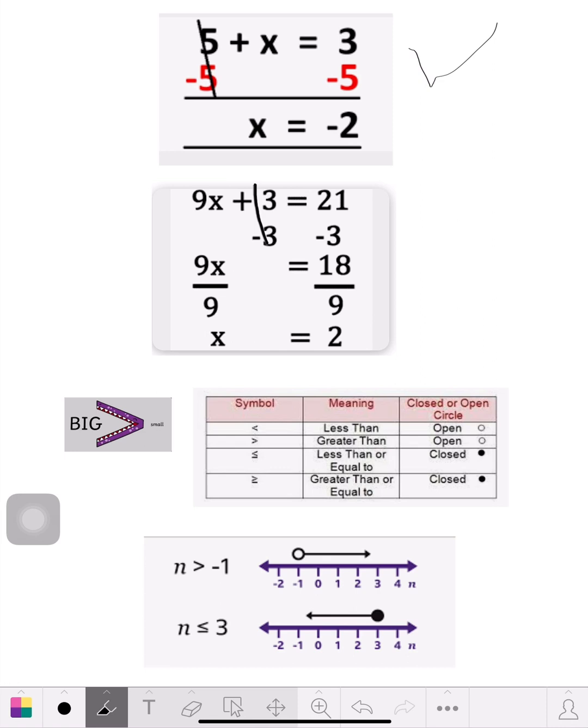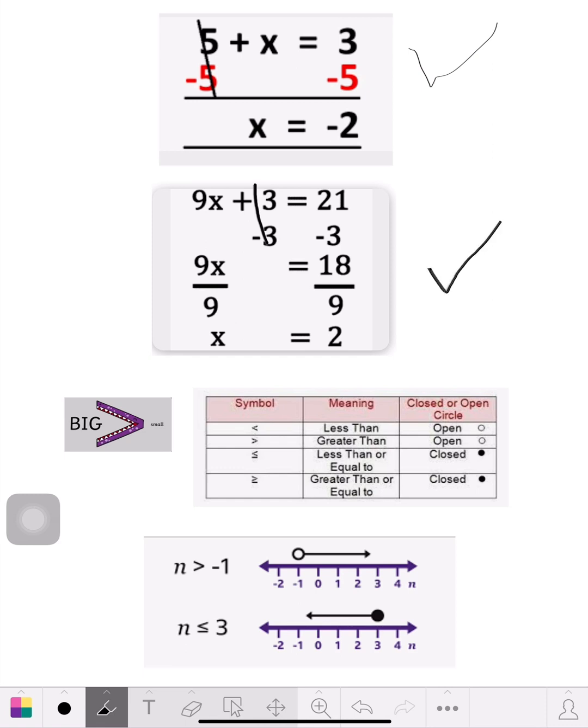So now your equation is 9x equals 18. Now you have to get rid of the 9. So really it's 9 times x. So what you want to do is the inverse, the opposite. So you divide both sides by 9. So you get 9x with 9 underneath, and then 18 divided by 9. So the answer is x equals 2. And that's all there is there.